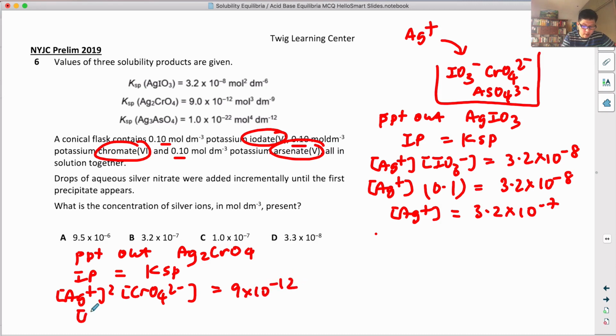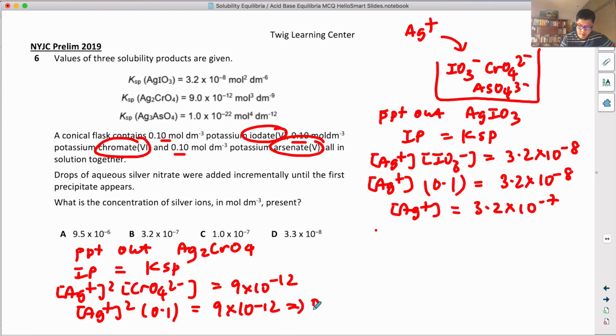So you can again calculate what's Ag plus. I'm just going to put in the value, this is 0.1, equals 9 times 10 to the power minus 12. Okay, work it out. You get Ag plus is equal to, let me check the value, it should be 9.5 times 10 to the power minus 6 moles per dm cube, of course.